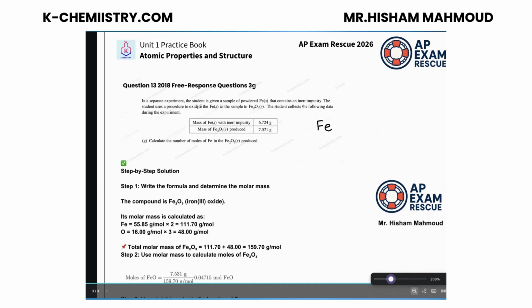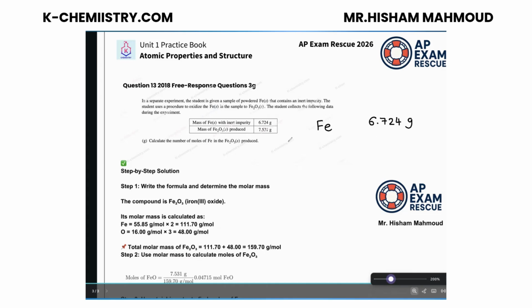The student uses a procedure to oxidize the iron to Fe₂O₃. The student collects the following data during the experiment. The mass of Fe with the inert impurity is 6.724, and this is the number we are interested in now, 6.724 grams. Calculate the number of moles of Fe in the Fe₂O₃ produced.